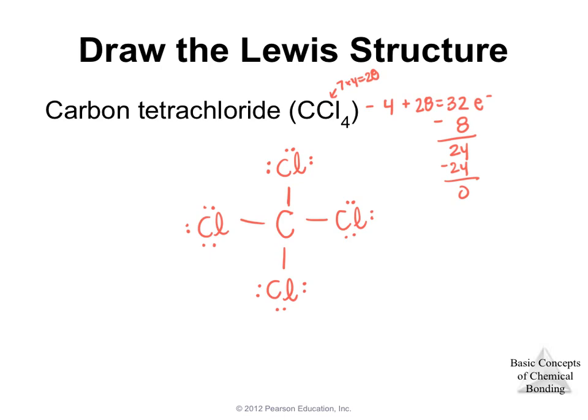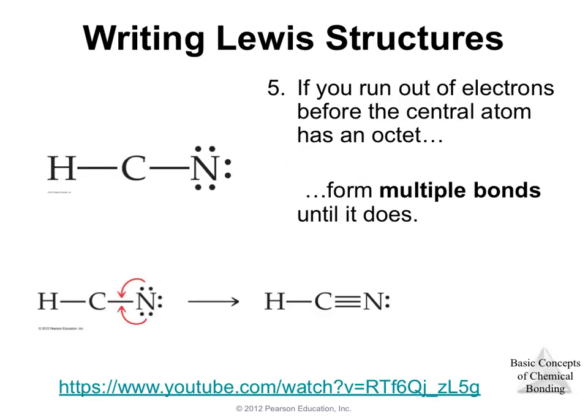So on your worksheet today, this is going to be the section A, bonds. Now, there is a chance that you might run out of electrons before the central atom has an octet. So let's go through how we came to this process here. So if we're looking at the compound HCN, hydrogen has 1, carbon has 4, and nitrogen has 5. So that's going to be a total of 10 electrons.